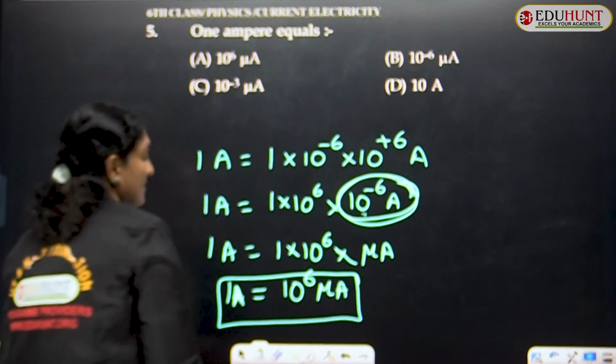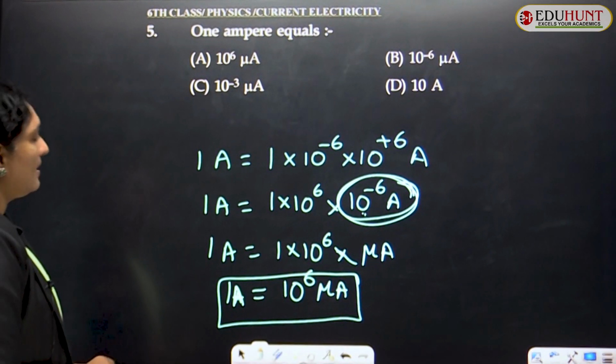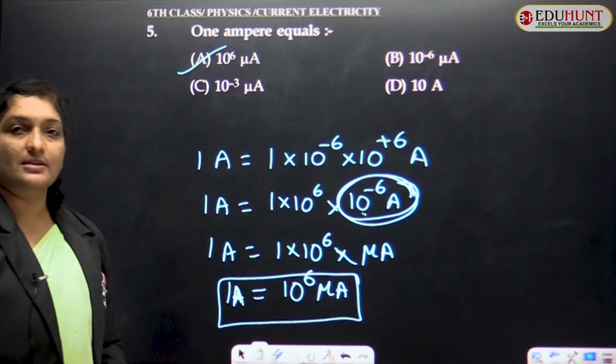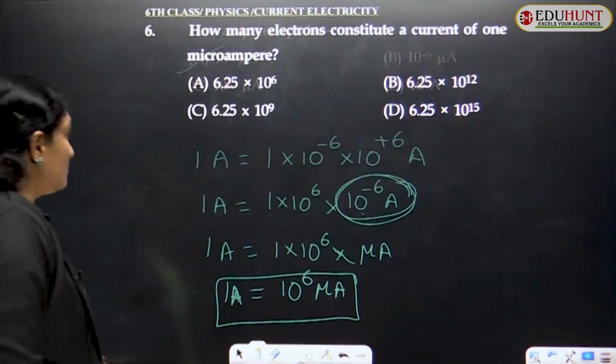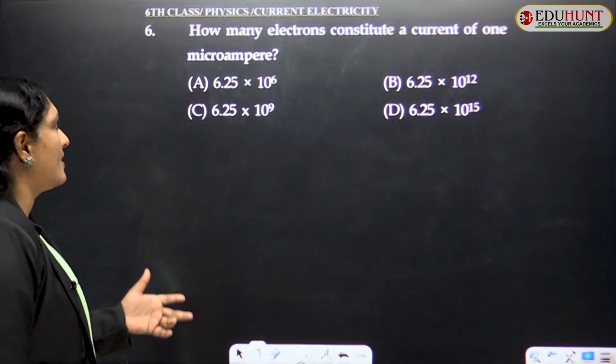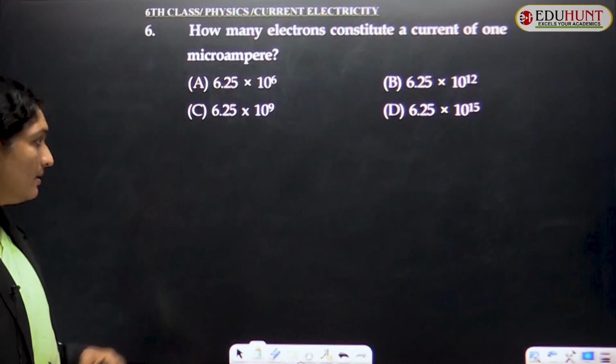1 ampere is equal to 10 power 6 microampere. Hence, option 1 must be true. So now to the next question. Sixth one: how many electrons constitute a current of 1 microampere?